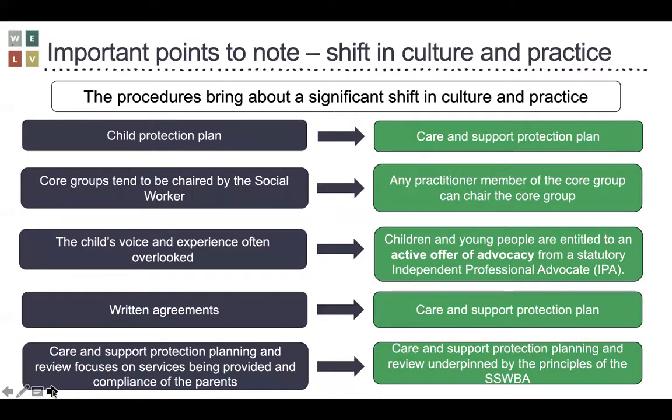So, to bring section 4 to a close, the important points to note in relation to the shift in culture and practice that come under section 4. We're moving from a child protection plan to a care and support protection plan. This isn't simply a change in name, but the nature of the content of the plan changes. The process by which we bring the plan together and review the plan changes in line with the principles of the Social Services and Wellbeing Act.